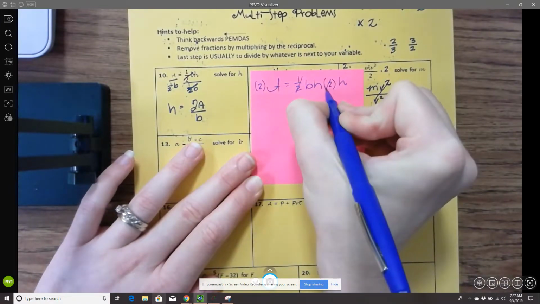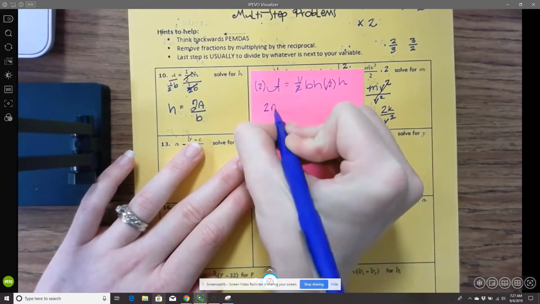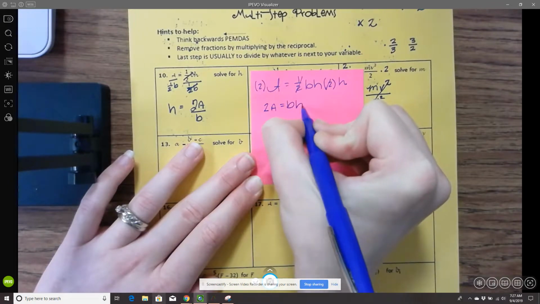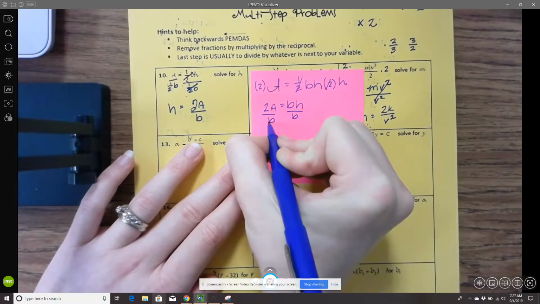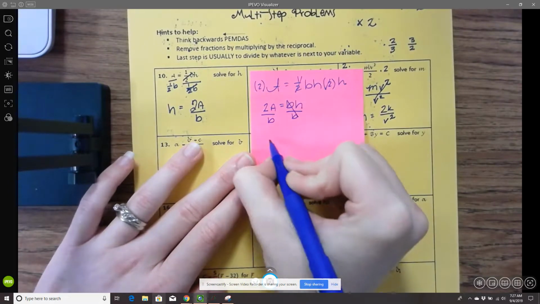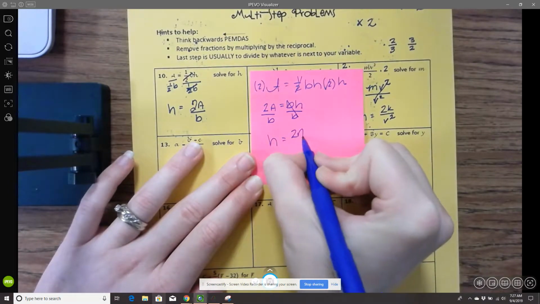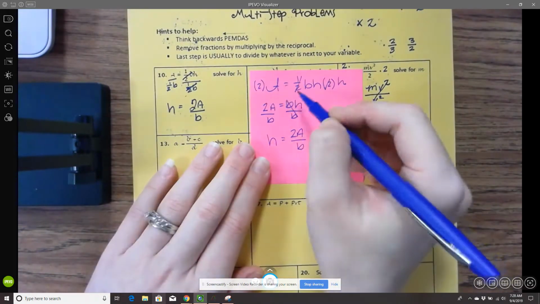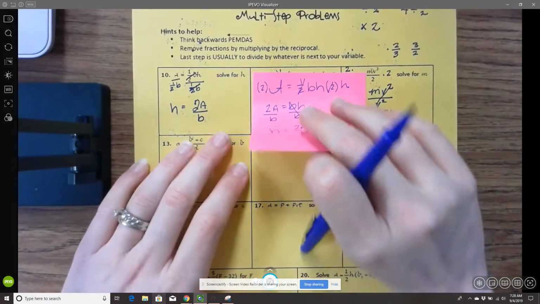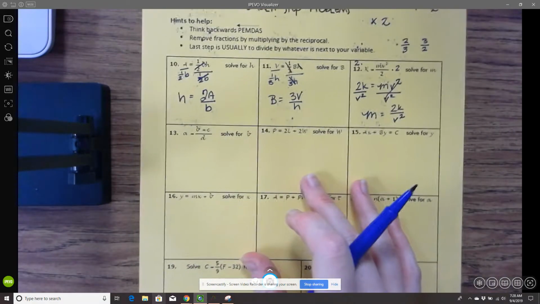So this and this would cancel. So I would have 2A equals base times height. Then I can divide both sides by B. These cancel, so I'd be left with H equals 2A divided by B. So if you want to do it in 2 steps, get rid of the fraction first. Do it that way for sure.